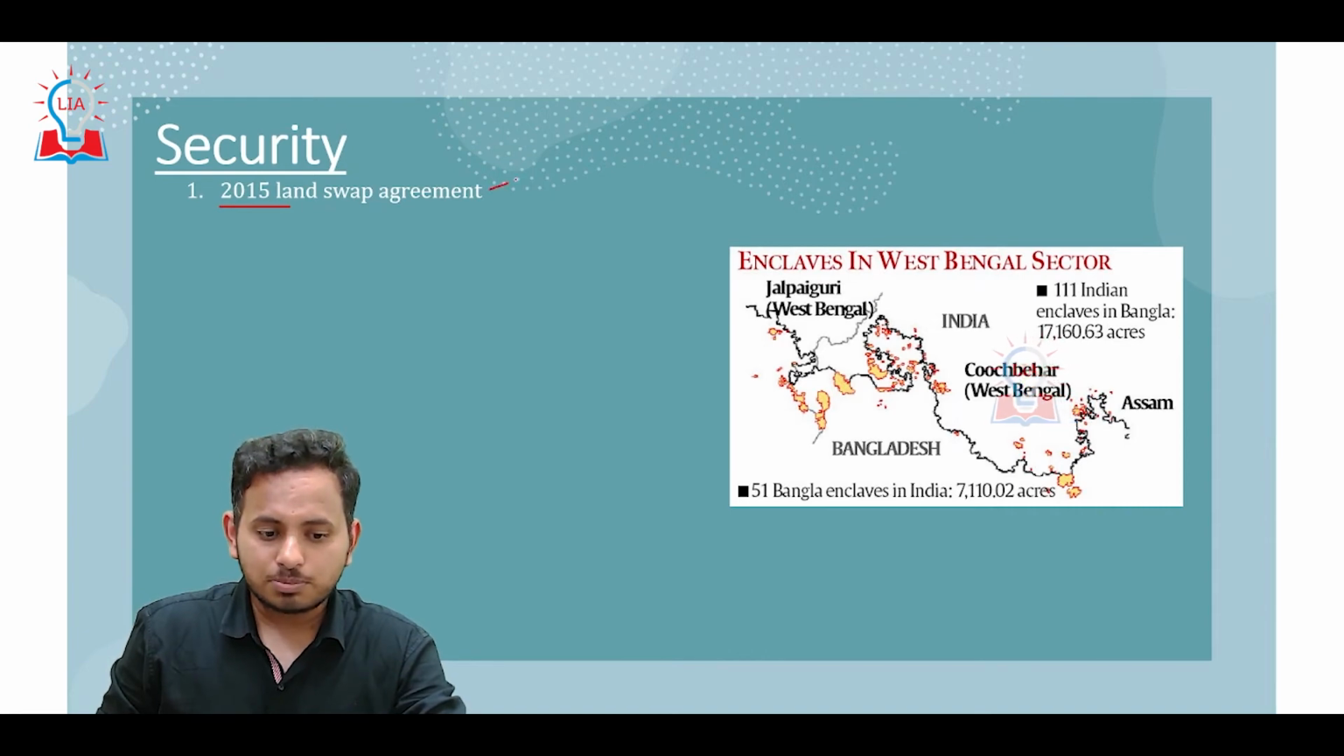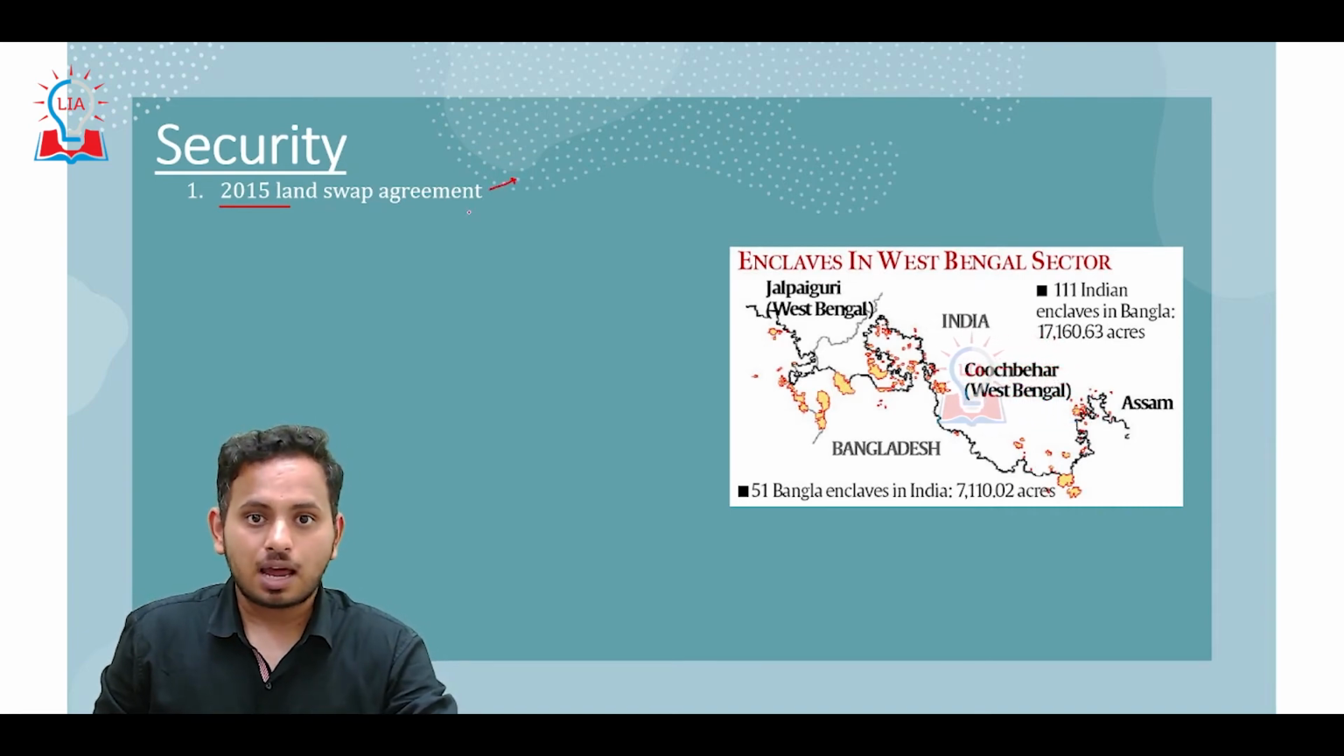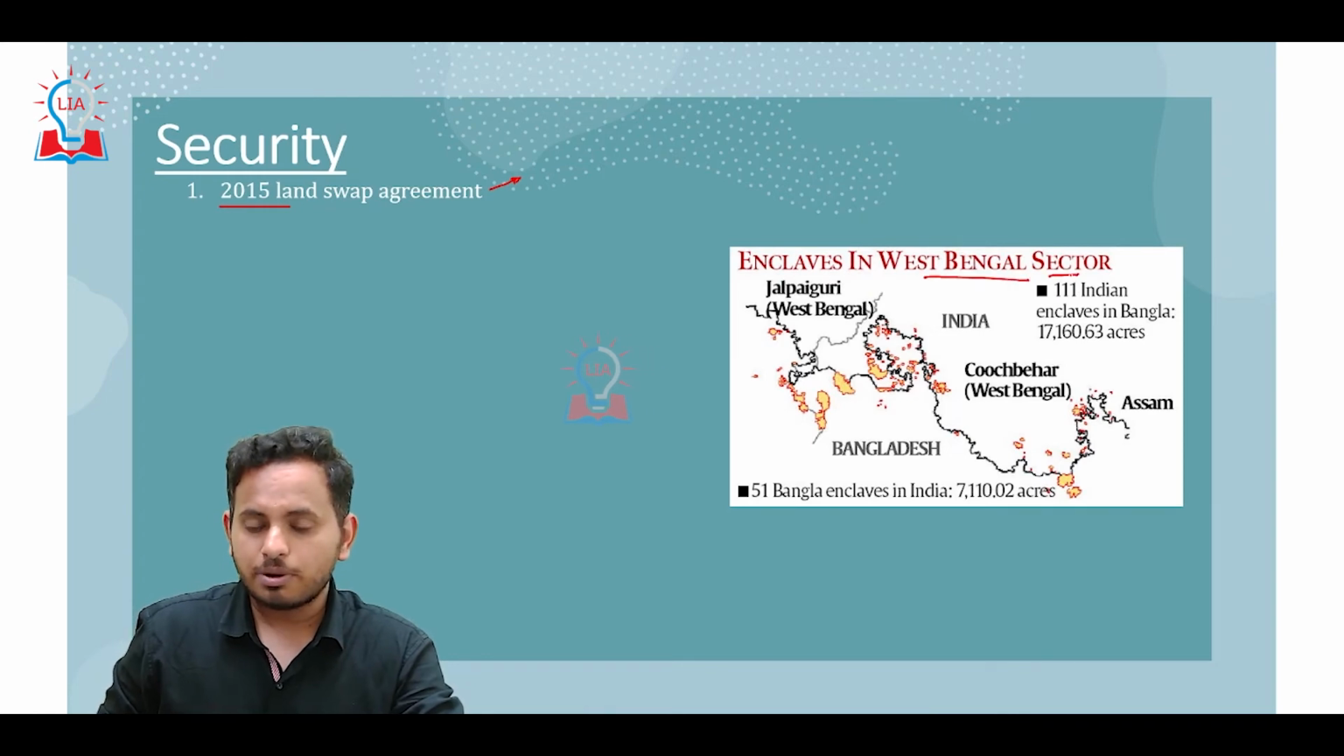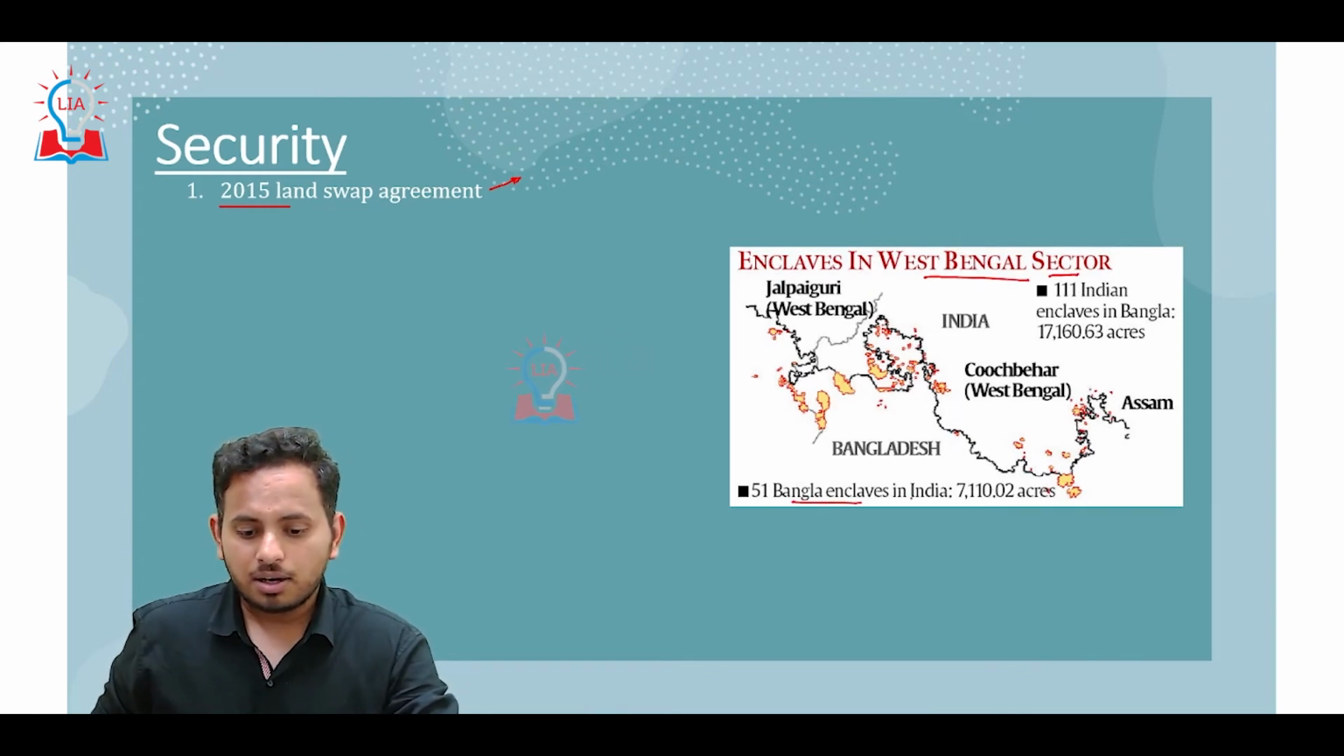After solving this border dispute, there has been peace along the borders, and both security forces were successful in eliminating transboundary crimes and international drug trafficking. So this was a very important move with respect to the India and Bangladesh relationship. Here you can see the enclaves with the West Bengal sector. There are Bangla enclaves in India, and this is the amount of acres.